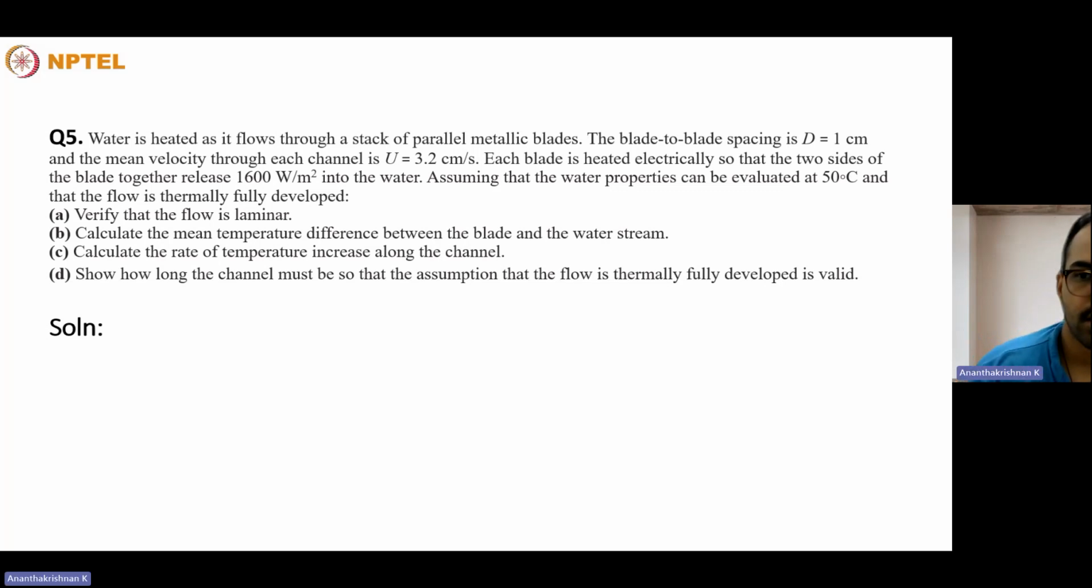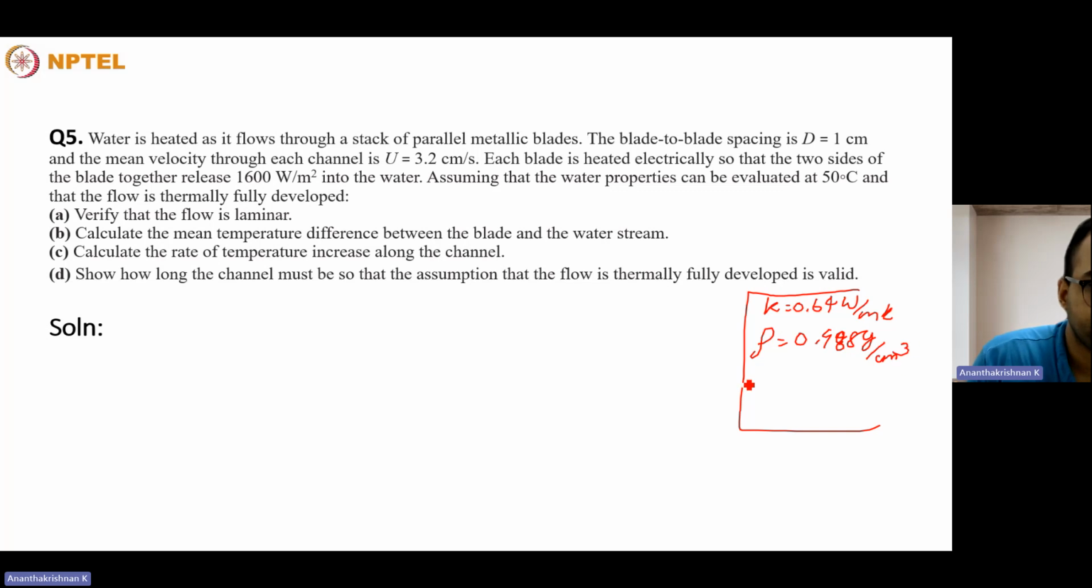So first of all, for the case of water at 50 degrees Celsius, we have the properties. K is 0.64 watt per meter Kelvin. Rho is equal to 0.988 gram per centimeter cube. Kinematic viscosity is 0.00554 centimeter squared per second, and Cp is 4.18 kilojoule per kilogram Kelvin.